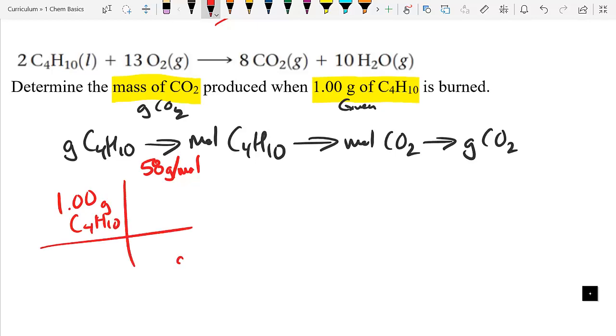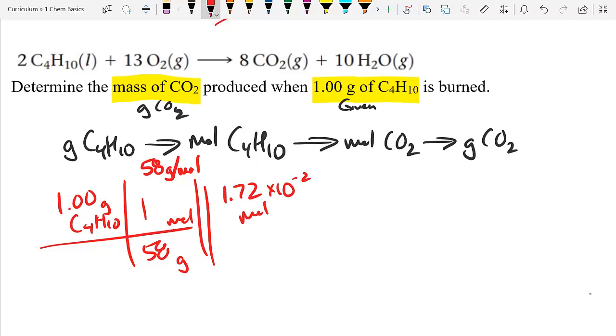We're going to convert that. Remember, grams per mole, it's 58 grams for every 1 mole. So our first step leads us to 1.72 times 10 to the negative 2 moles of that C4H10. Okay? So step 1, check. We've gotten to this point now, moles C4H10, right there.